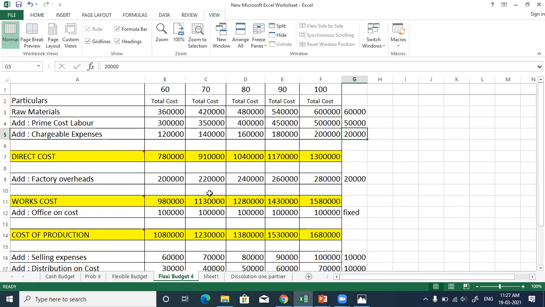So I hope this problem on page number 5.55 flexible budget, fourth problem, is different than what we have studied yesterday, and I hope I have cleared your doubts or I have cleared the topic. If you have any questions, please feel free to ask me.